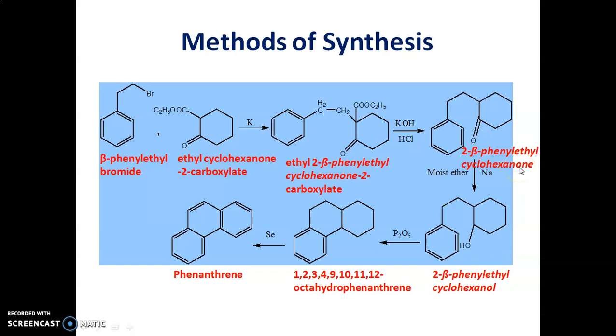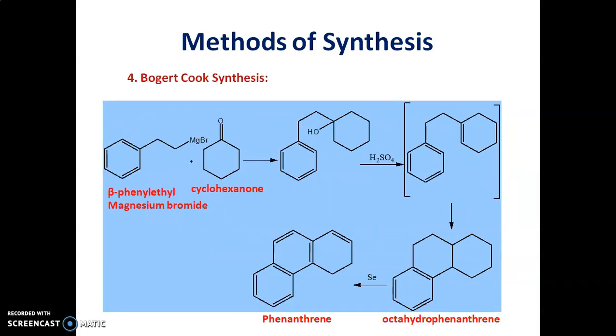cyclohexanone. This, on further treatment with moist ether and sodium, yields alcoholic group, that is C double bond O is converted to OH, which on further reduction with phosphorus pentoxide yields 1,2,3,4,9,10,11,12-octahydrophenanthrene, and treatment of this octahydrophenanthrene with selenium yields the final compound, that is phenanthrene.